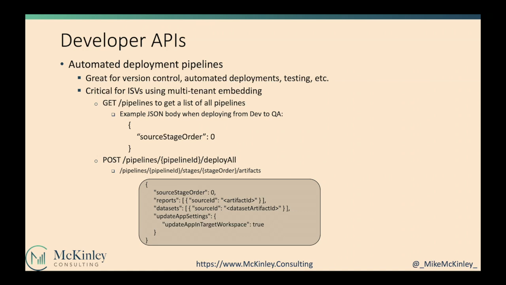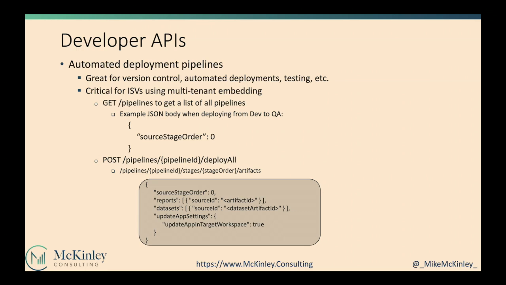So this is how you can reference the source stage order. You would deploy from dev to QA, so you would reference it from the stage that you're deploying from. In this case, the source stage order 0 would be your development environment. It doesn't really matter what they're called, though. And you can deploy all of them, so you can deploy everything that's in one workspace to the subsequent workspace.